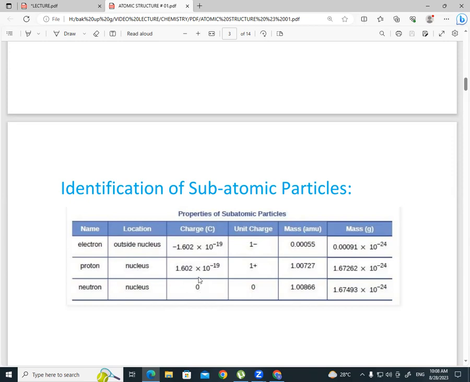Here, for our convenience, we do not take the actual charge. Instead, we take the relative charge: the relative charge of the electron is 1 minus and of the proton is 1 plus.